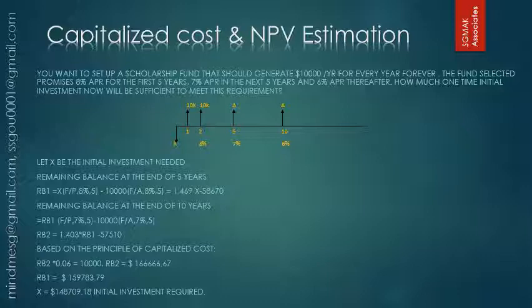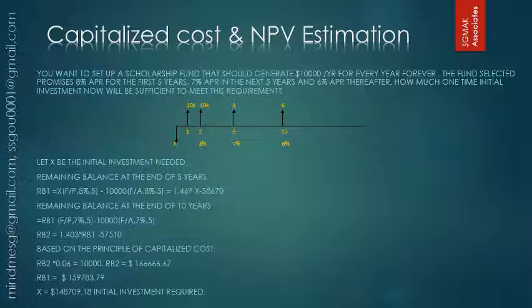So the cash flow diagram is shown here. You want to withdraw from the fund $10,000 every year. So you have an unknown amount of initial investment, X. And as you can see, the interest rate changes. First 5 years 8%, then changes to 7%, and then from 10 years onward changes to 6%. We want to find the value of X, the initial investment.